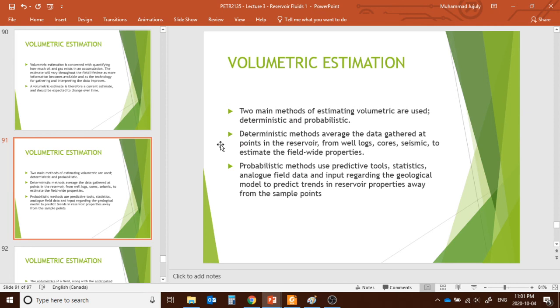so there are two different methods. One is the deterministic, another is the probabilistic. For the deterministic method, you remember we put different sensors in after we drill, the well logs. After we send the sensors inside, we collect different types of data, right? From those data, we can determine how much oil could potentially be inside. Okay, that's what we call the deterministic method. Another method, the interesting one, is the probabilistic method.